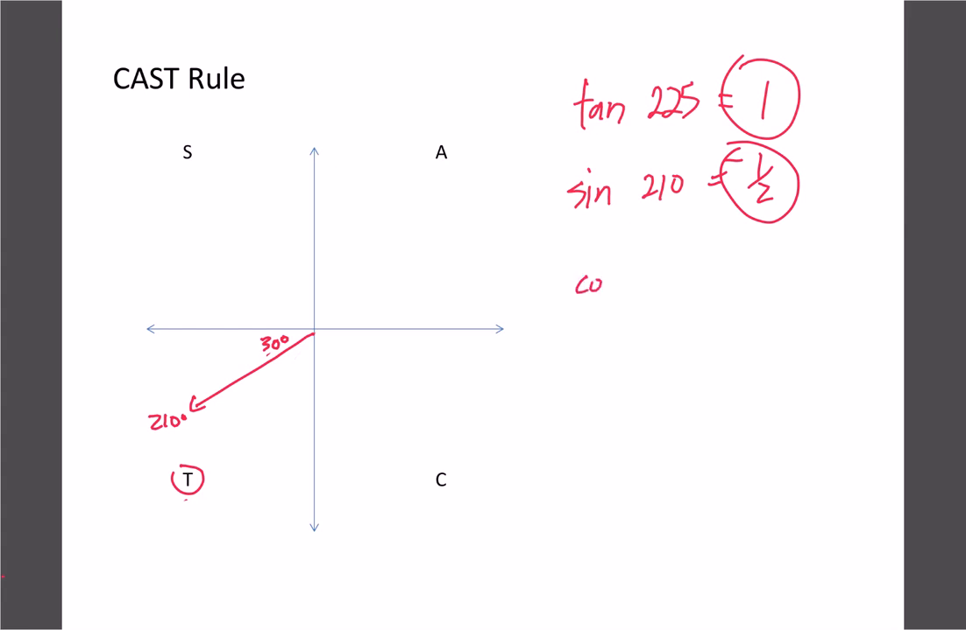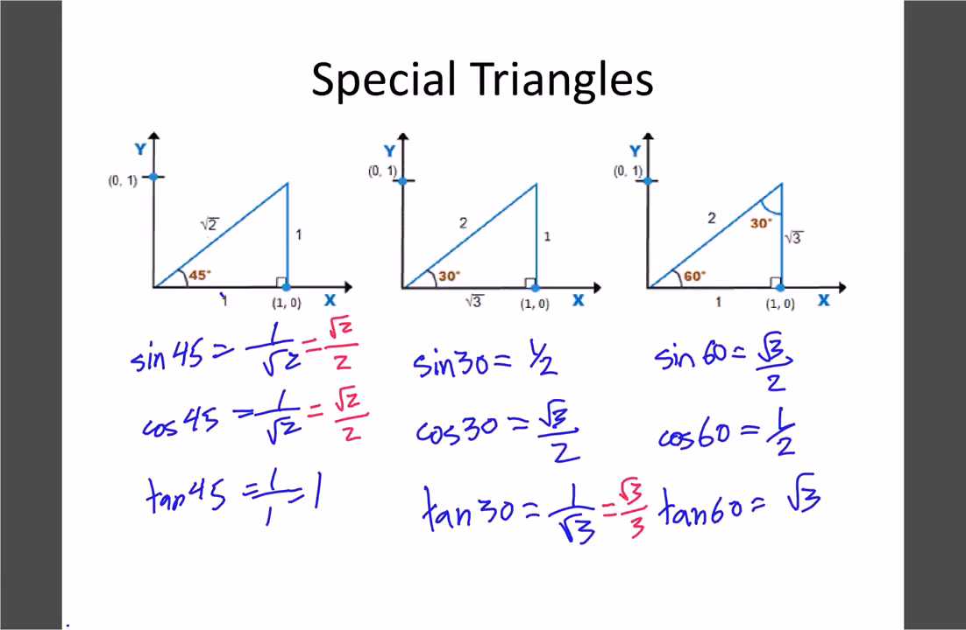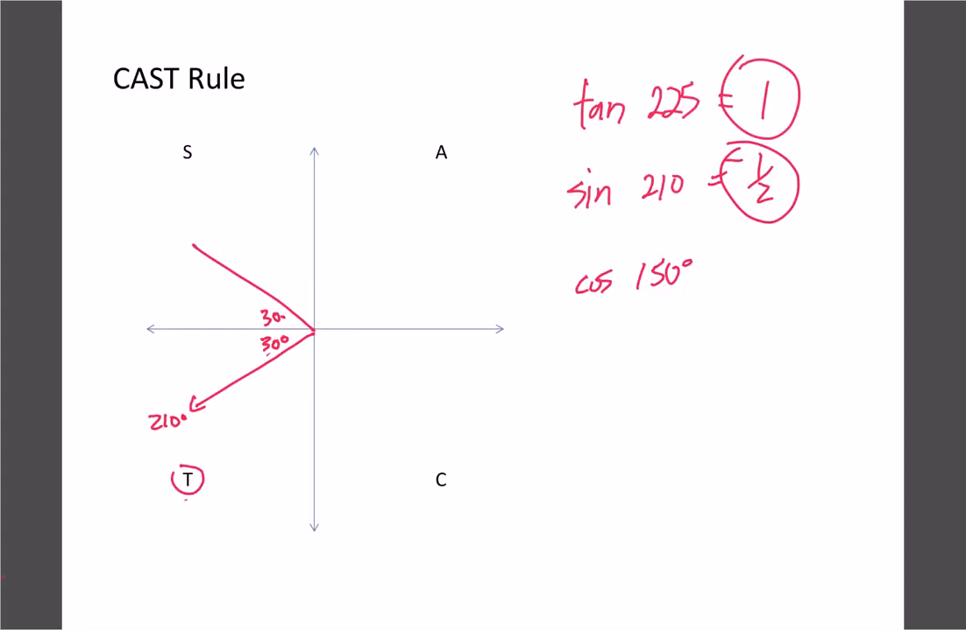Now let's do one more for cosine. So let's suppose I give you cosine of 150. So we know it would be up in this quadrant. It's still 30 degrees as our reference angle. When we look at 30 degrees for cosine, we get root 3 over 2. And because we're in the S quadrant, we know that that would be negative as well. So negative root 3 over 2 would be our final answer.